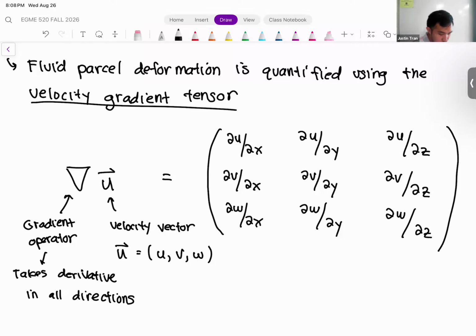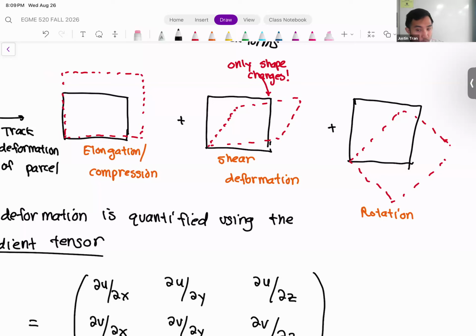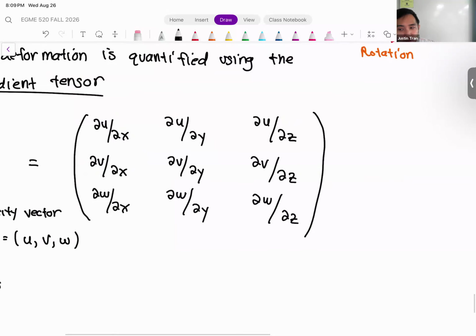All right, so this is how we quantify it. So this right here is the quantification of this visual representation up here, right? So how do we connect these two ideas? How do we connect this visual representation of the different modes of fluid deformation to its mathematical definition? Well, it turns out that we can do the same thing with this matrix here. We can break it up into different modes or different components that represent different types of motion.